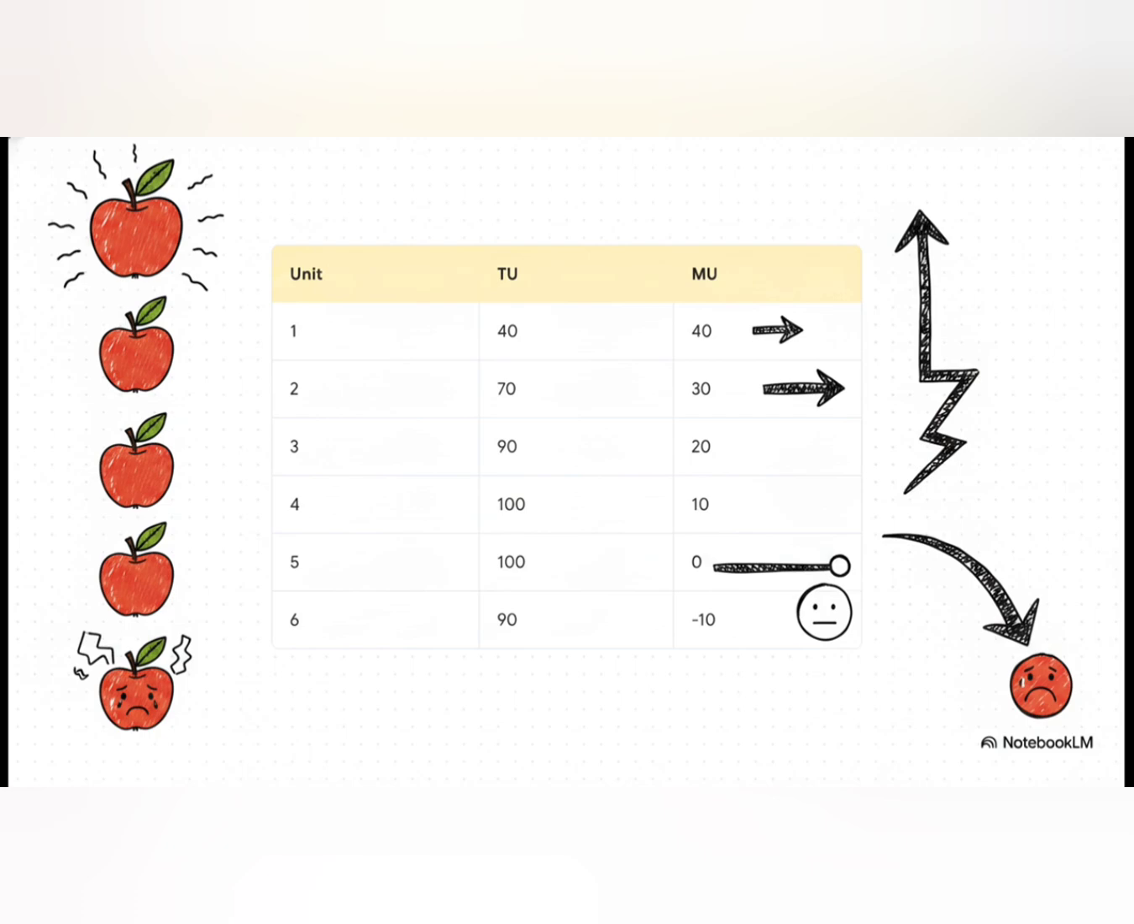And if you were forced to eat a 6th apple, your total satisfaction actually drops to 90, meaning your marginal utility has become negative 10. You are actively suffering from eating that apple.